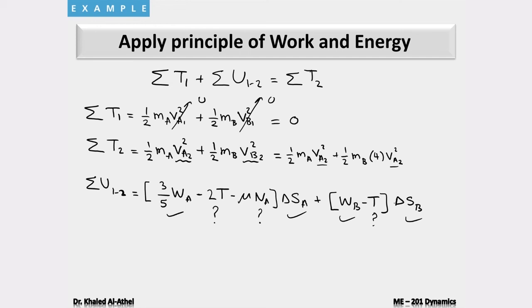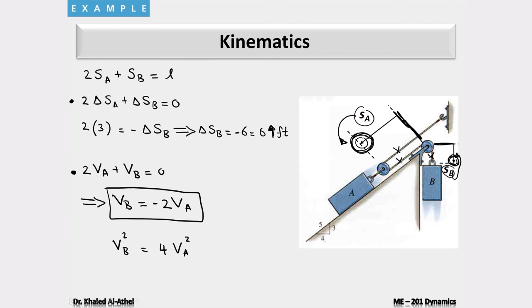But let's look at the tension. It's an internal force. And remember, I told you that if you write the principle of work and energy for the whole system, you do not need to include internal forces because they cancel. The reason I included the 2T here is just to prove this to you. Remember that from kinematics that SB equals minus 6 and SA equals 3.